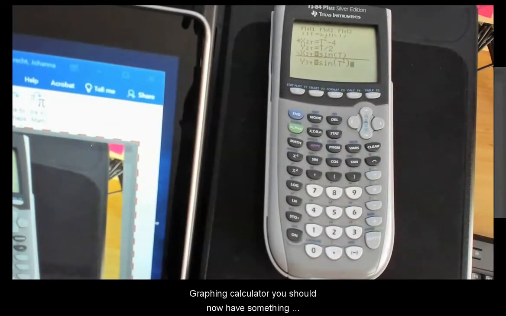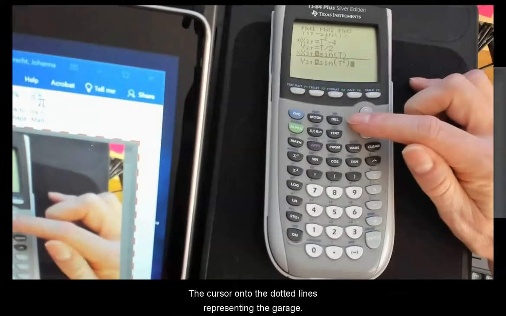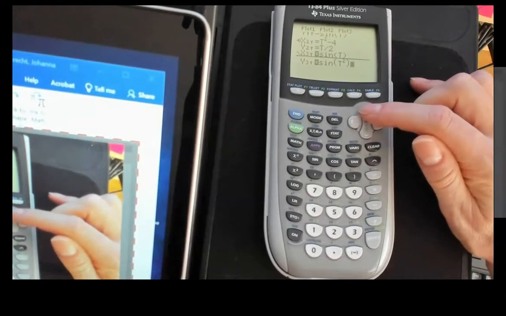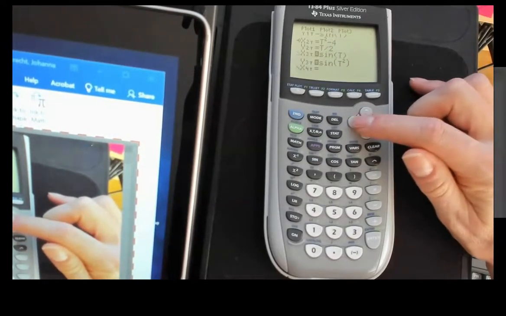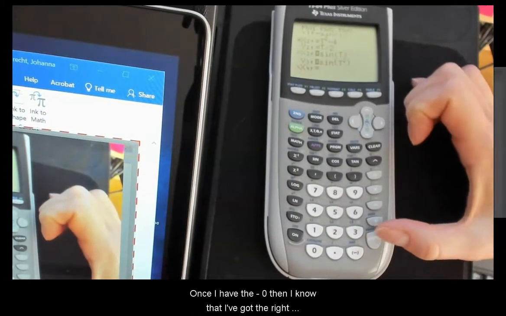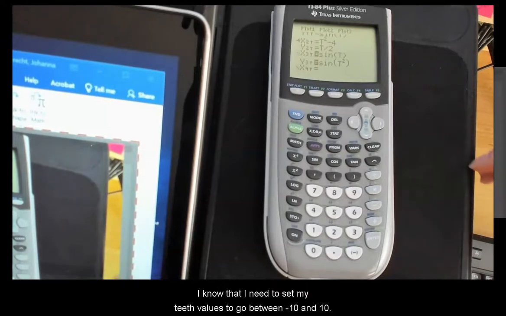In the graphing calculator, you should now have something that looks like this inside of your y equals. I'm going to go ahead and place the cursor onto the dotted lines representing the graph to the left of x. I'm going to make it into the key symbol by hitting the enter repeatedly. Once I have the -0, then I know that I've got the right character in order to watch it graphing with an open circle at the parameter as it moves around the XY coordinate plane. I know that I need to set my t values to go between -10 and 10.